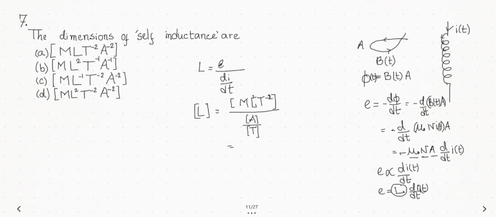So this will become ML²T⁻². The T from di/dt goes up, so T will be multiplied, and A inverse. So this will become M L² A⁻¹ T⁻¹. So option B is the correct option. Thank you all of you.